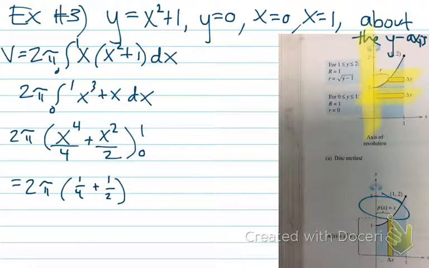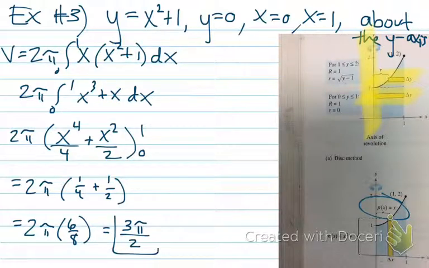So that's 2 pi of 1/4 plus 1/2, and then the zeros would cancel. So that's 2 pi times 6/8, which if you simplify that, you get 3 pi over 2. So obviously that way is much easier than breaking it apart into two separate things and having to change everything all around. So this is when the shell method would be preferable over the disk method.